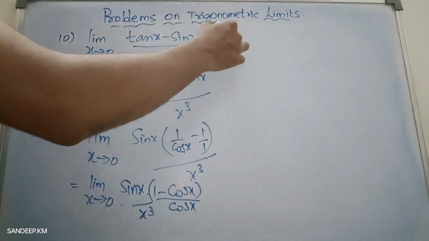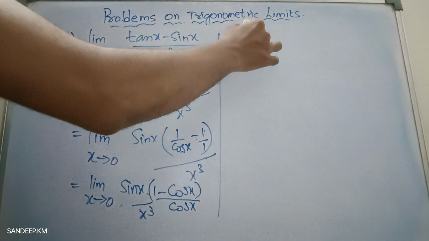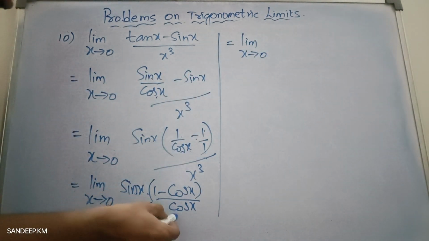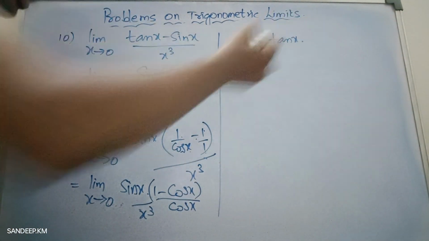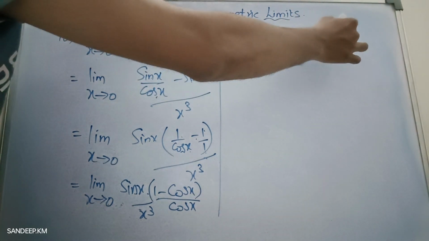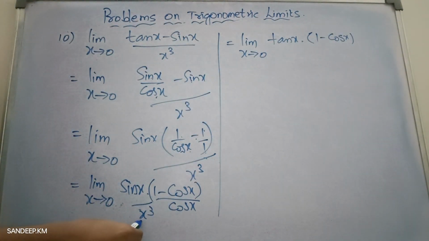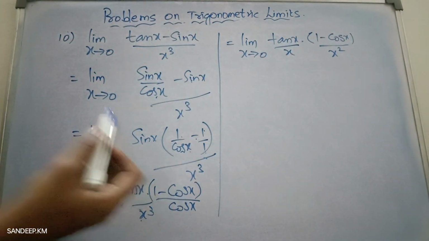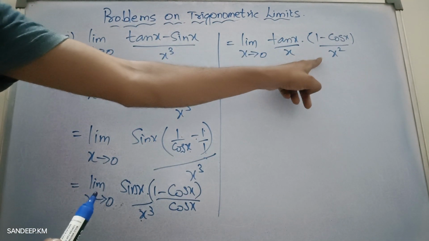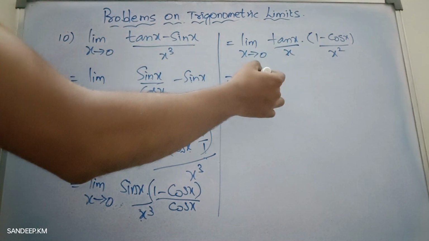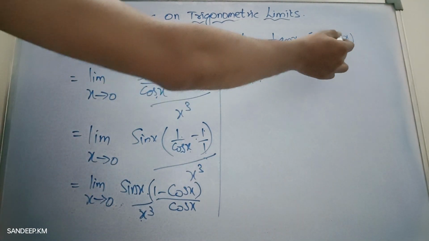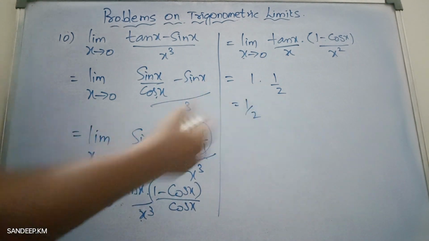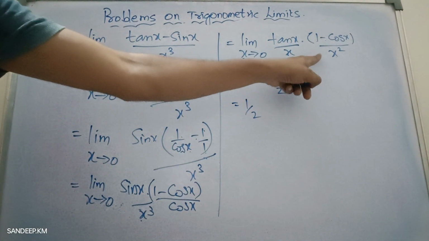Next, dear students, we are very close to our answer. Limit x approaches 0, sin x by cos x is tan x, into 1 minus cos x, and in the denominator we have x cube. I'll write x here and x square here. See, again we got the same thing. We have used it in the previous problems. The limit of tan x by x is 1 and the limit of 1 minus cos x by x square is 1 by 2 when x approaches 0. So the answer is what, dear students? 1 by 2.